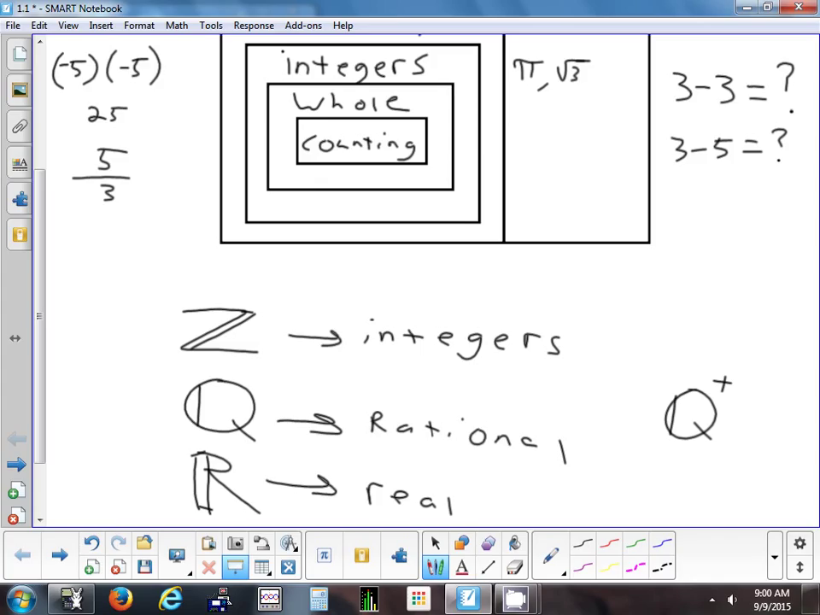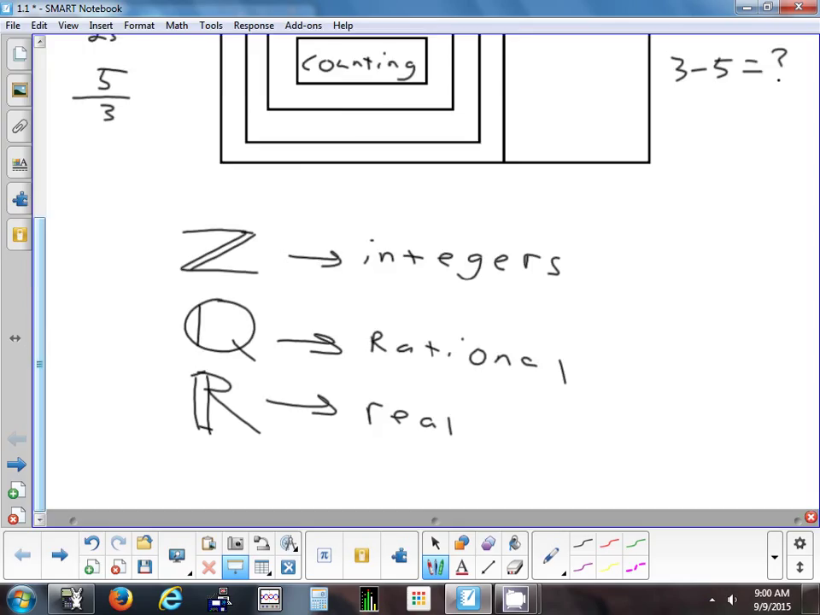Sometimes we might also adjust these symbols a little bit and do something like this. What do you think a Q with a little plus sign would mean? Yeah, it would be the positive rationals. Or if I put a little minus sign, that would mean the negative rationals, so the negative fractions. Okay, so we'll see that notation as we go.